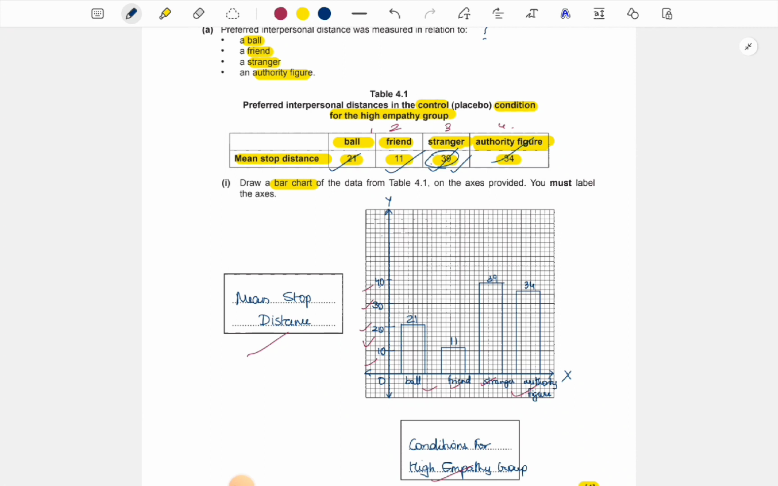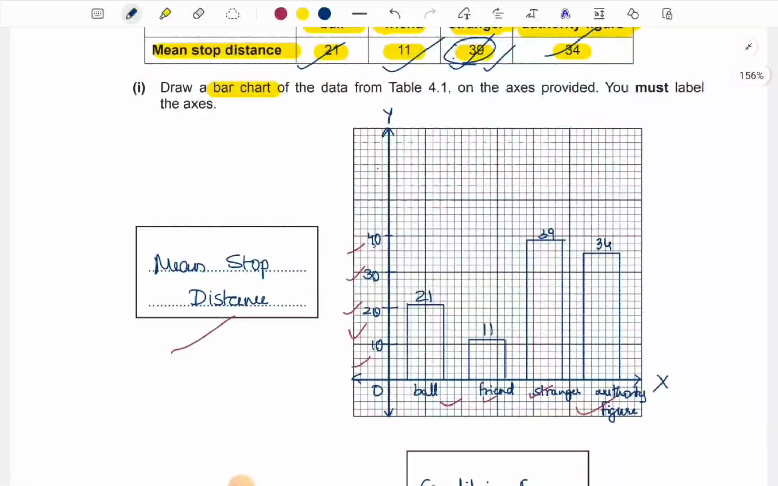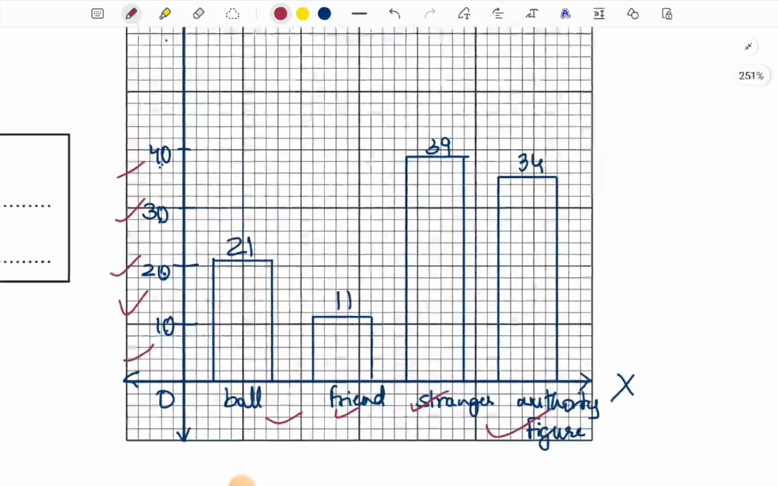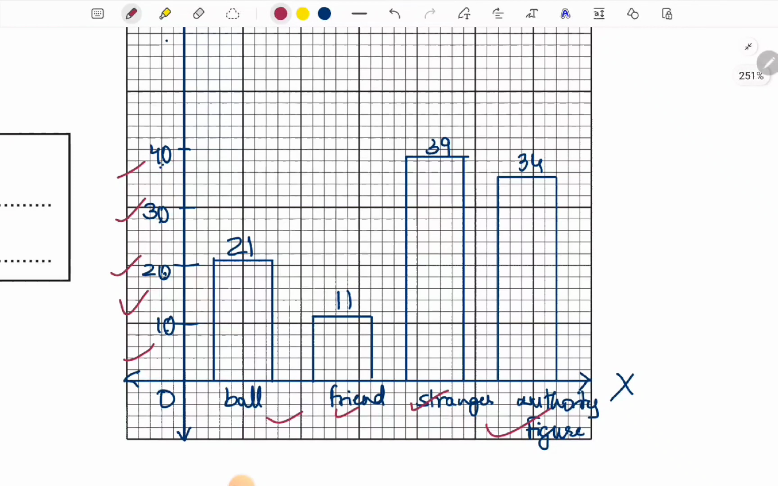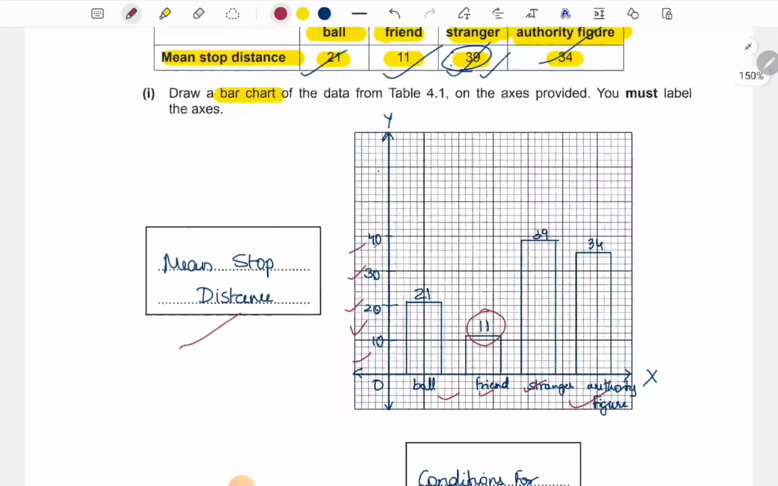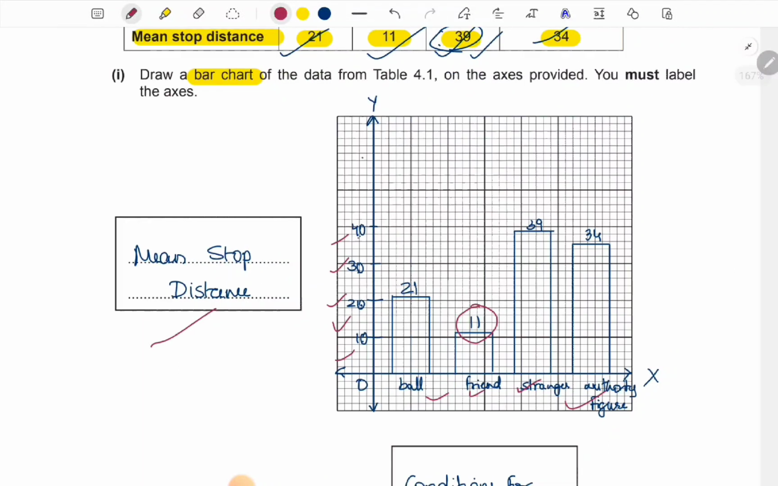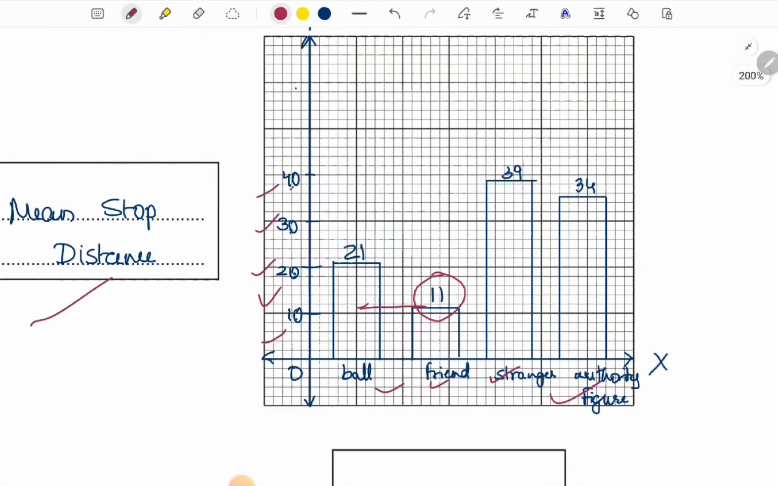So in the last video I had explained how we label the axis and how we make the first bar of the graph, and now you can see similarly I have made the remaining bars. For example, if we take the bar of friends, it is 11. 11 is the mean stop distance, so I've just taken it a little above 10 so that it is precise. It is actually looking like 11.